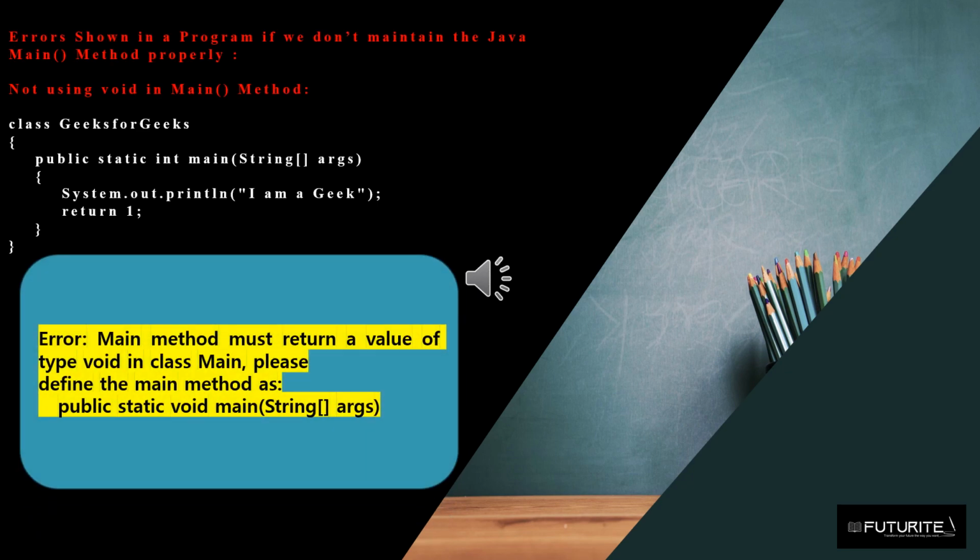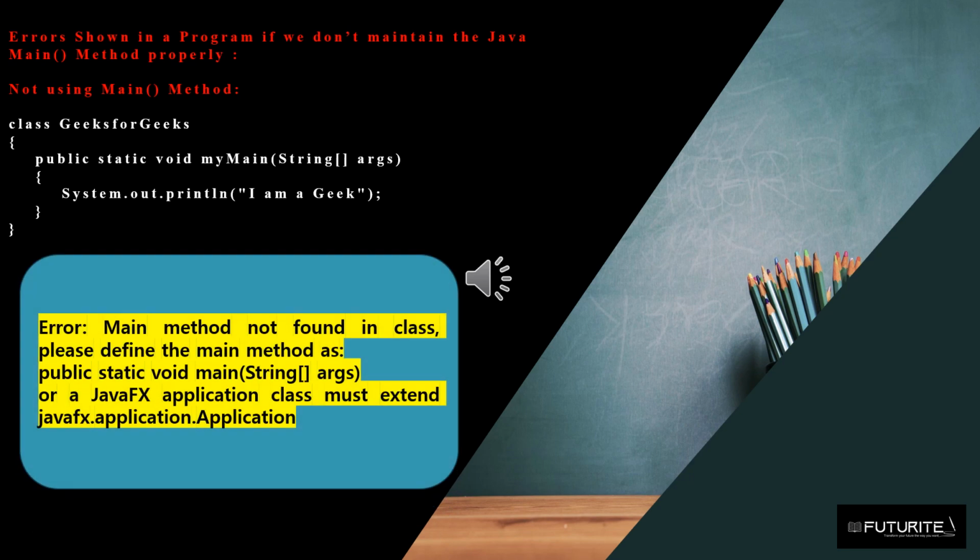Now learners, if we do not use the return type void, if we use any other data type apart from void, see here, instead of public static void main, it is written as public static int main. And despite the fact that in the program a value of 1 is being returned, the error shown is main method must return a value of type void in class main. So the main method has to be a no return type method, that is, the return type has to be void, not any other data type apart from void.